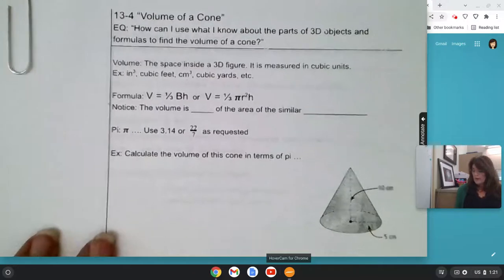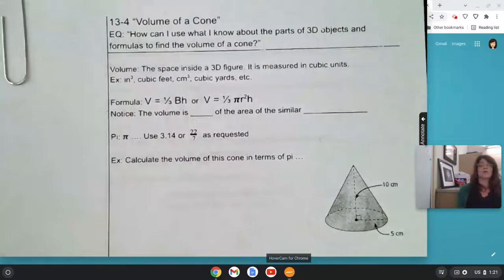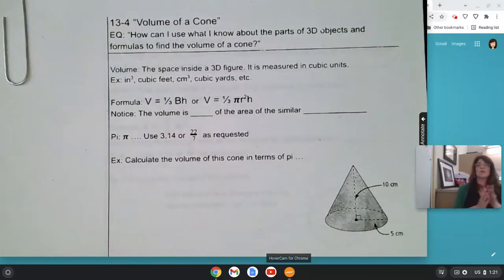Today we are looking at volume of a cone. So we've done circles, we've done surface area of a cylinder, we've done the volume of a cylinder, okay? And now we're going to do a volume of a cone. It really goes back to our big idea of just following a formula. These formulas are recipes that someone else already perfected.